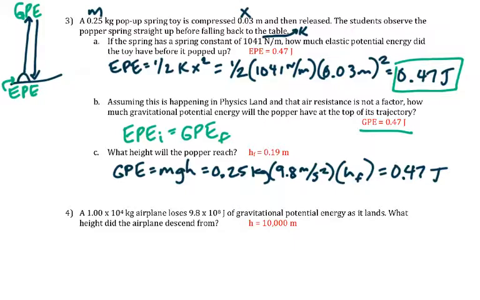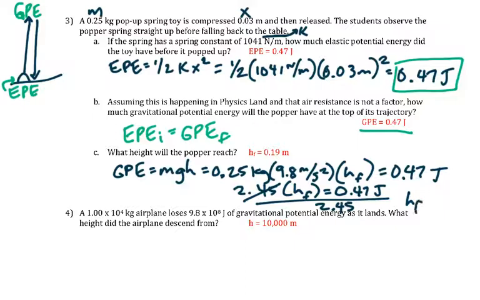Okay, so first step is to multiply 0.25 times 9.8, and that gives us 2.45 times an unknown height equal to 0.47 joules. Next step will be to divide both sides by 2.45. And so that gives us our final height of 0.19 meters. And that is our final answer on that one.